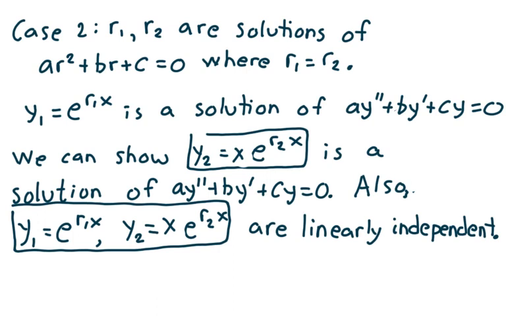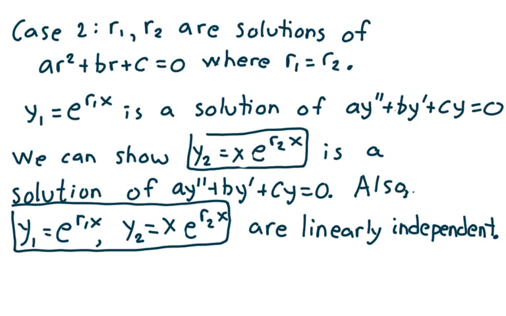Now, if I let y2 equal e to the r2x, yes, that's a solution to this differential equation. The problem is that y1 and y2 are not linearly independent. So saying y2 equals e to the r2x would not be sufficient. It turns out that we can show y2, which is equal to xe to the r2x, is a solution of ay double prime plus by prime plus cy equals 0.